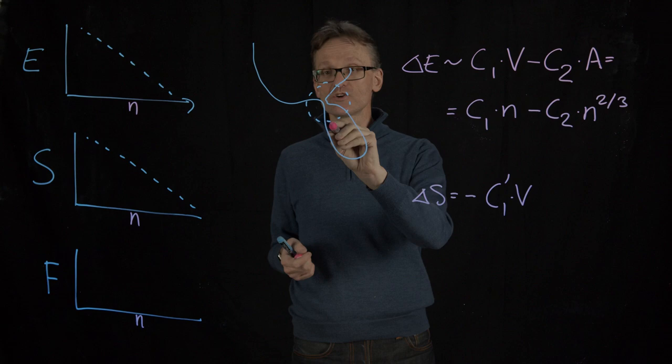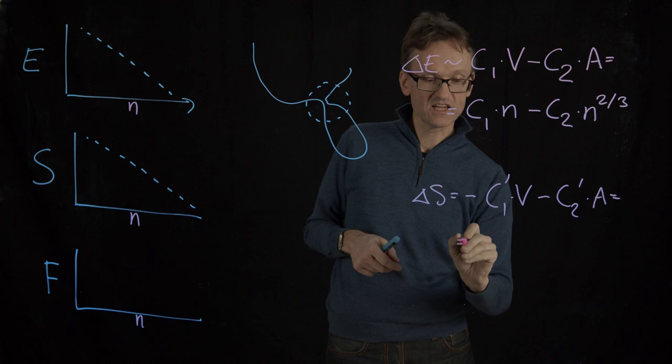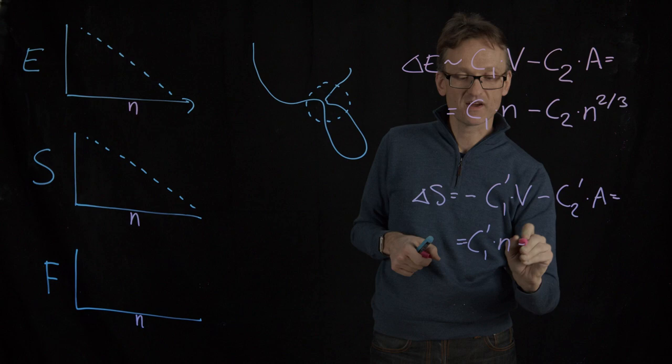Here I also lose from the part on the surface. It's not going to be good to be on the surface. So here I have C2 prime multiplied by area. So what that means is, again, C1 prime multiplied by n, minus C2 prime multiplied by n raised to the power of 2/3.